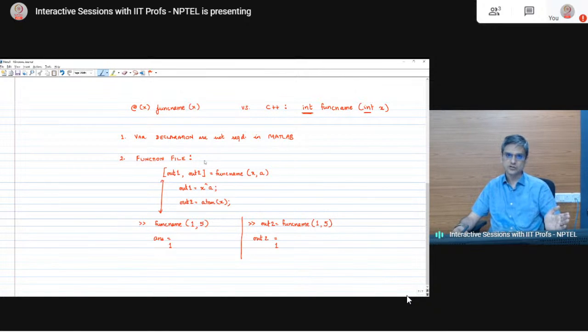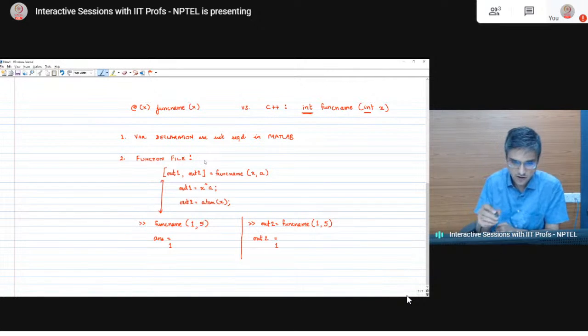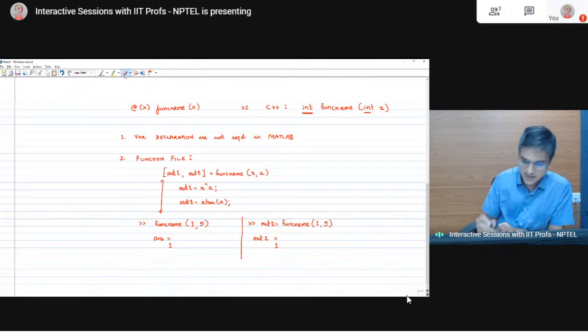I will return two values. The first value that I return is going to be x to the power a, out 1. Irrespective of how you call it in the command line, the first value returned will be the first output argument. That's why, irrespective of how you call it, this is how it will be returned. Of course, this is a contrived example.